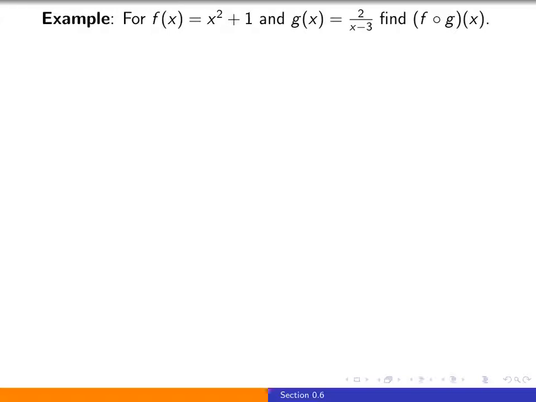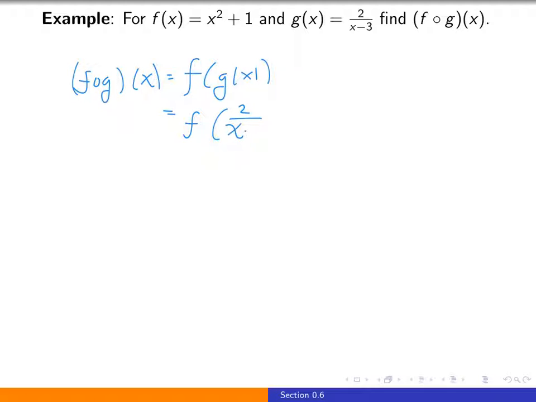For these two given functions, let's go ahead and compute f composed with g. So f composed with g is f of g of x. So we want to take the g of x function, 2 over x minus 3, and plug that into f. So f of something is that something squared plus 1. And the something we are plugging in is 2 over x minus 3. So 2 over x minus 3 squared plus 1.